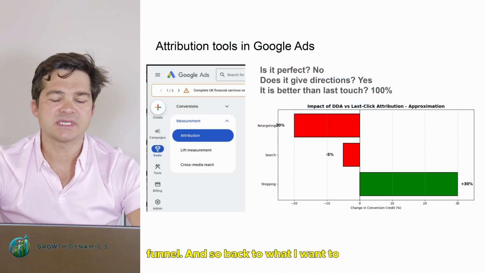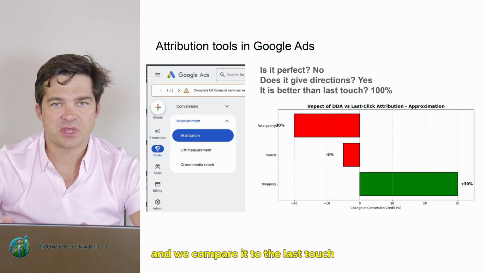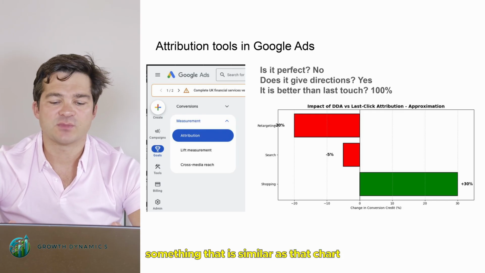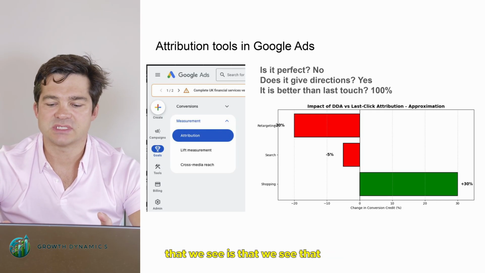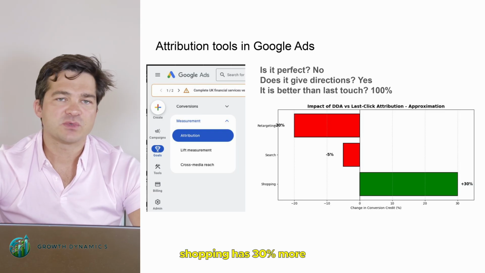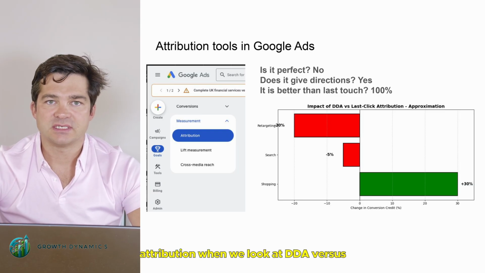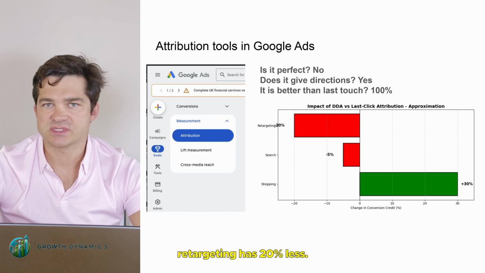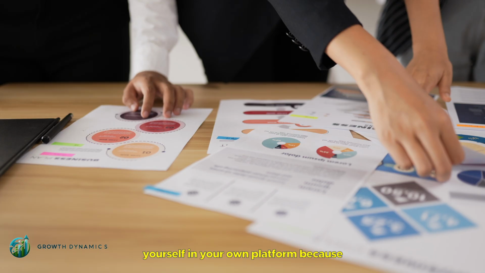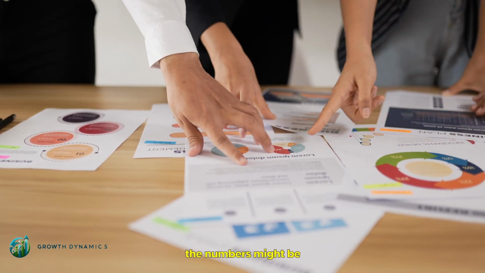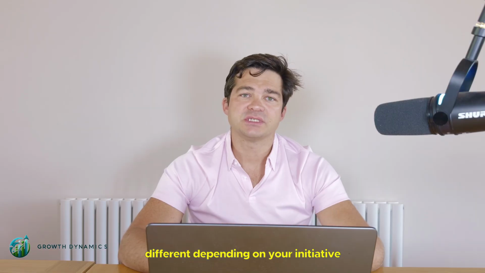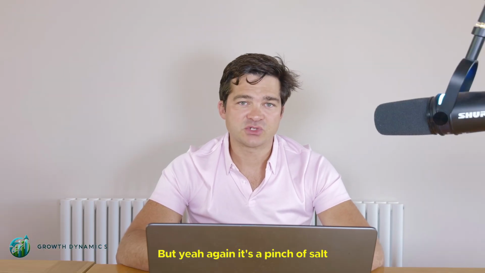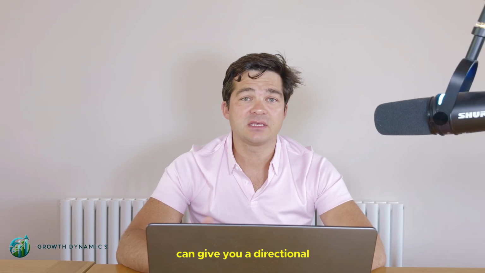Back to what I want to say: if we compare DDA to last search attribution on your side, you will probably see something similar to this chart. Shopping has 30% more attribution with DDA versus last touch, search has 5% less and retargeting has 20% less. Obviously, check it yourself in your own platform, because the numbers might be different depending on what you show on shopping, what you show on search, etc. Again, it's a pinch of salt because it's an incomplete view, but it can give you a directional idea.